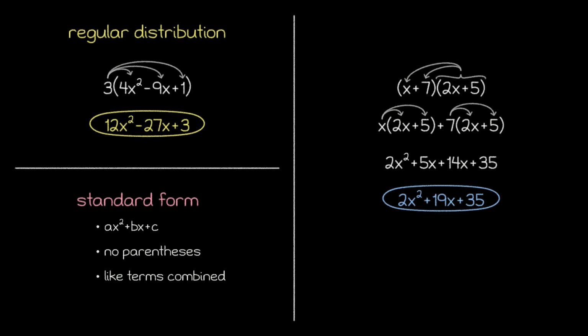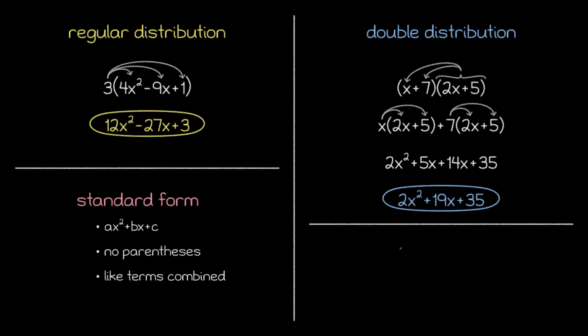Because of this, let's give this process a name. And since we had to do 2 rounds of distribution to get our final result, let's call this process double distribution. There is an issue with this double distribution process though, which is that it's a bit tedious. Thankfully, there's a way that we can simplify the process and still get the same result. So let's check that out before moving on to our next section.